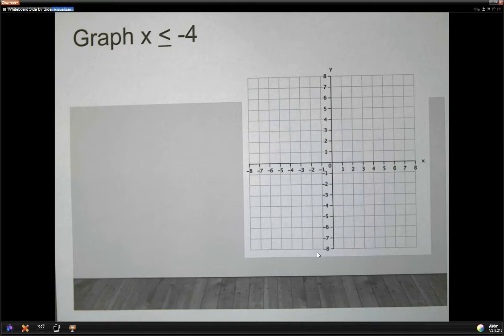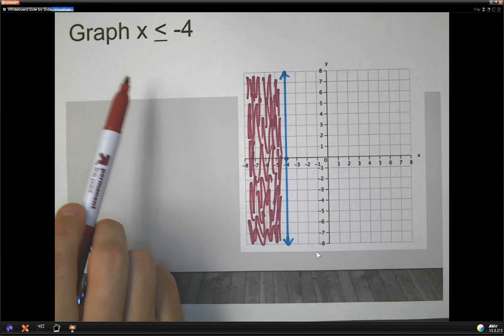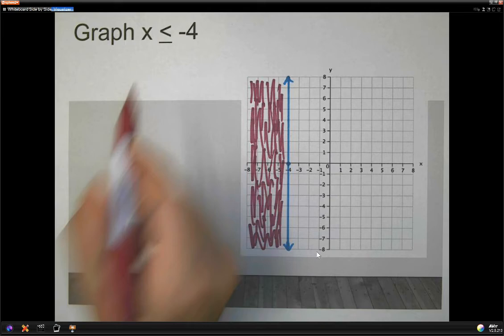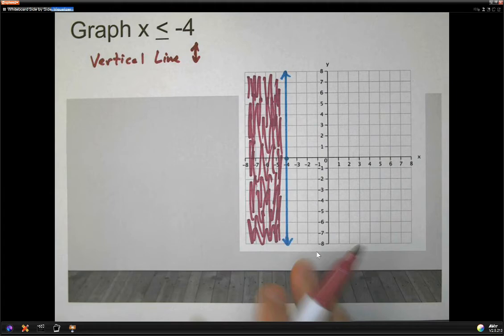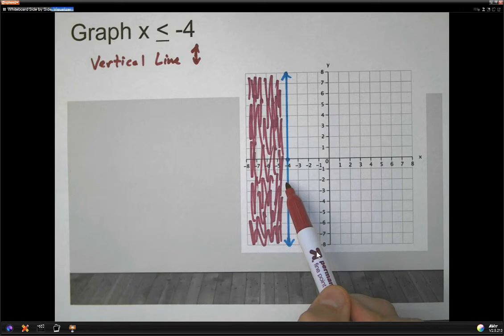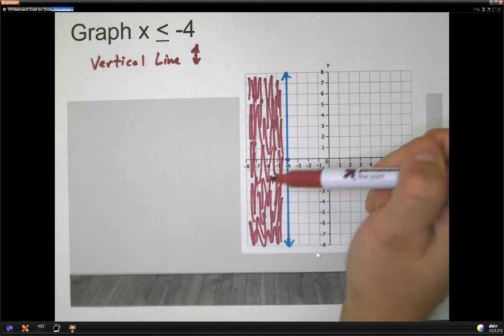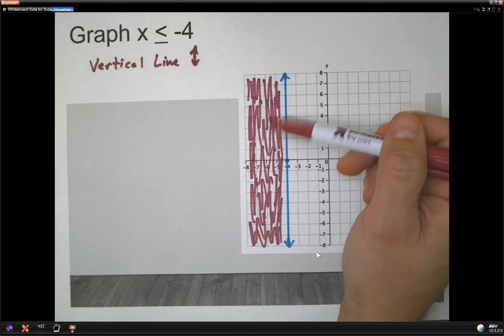So hopefully as you work that out, this is what you got. In this particular case, there's no y, but there is an x. And in this particular one, this is actually a vertical line. Straight up and straight down is the kind of graph that we get. In this particular case, it was negative 4. It is equal to, that's why we have the solid line, and it says all values that are less than negative 4. Well, negative 5 is less than negative 4. Negative 6 is, negative 7 is, negative 8 is. That's why we shaded to the left in this particular case.